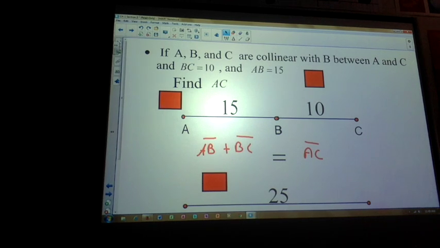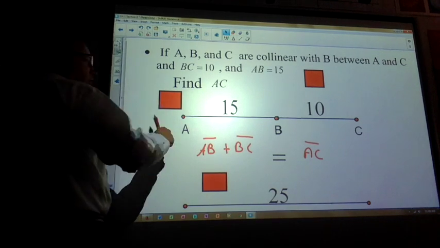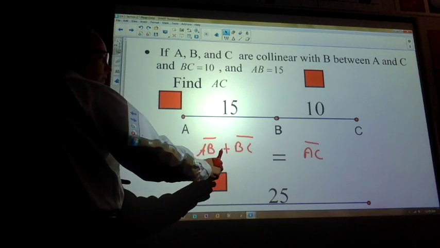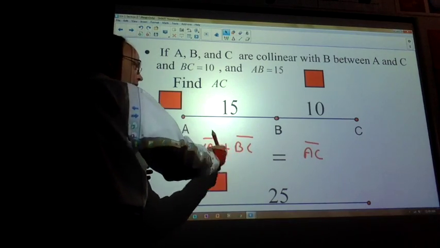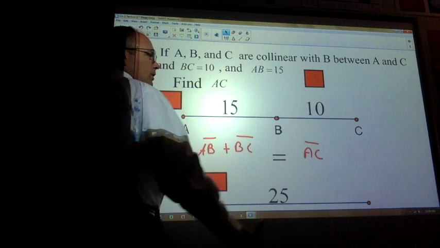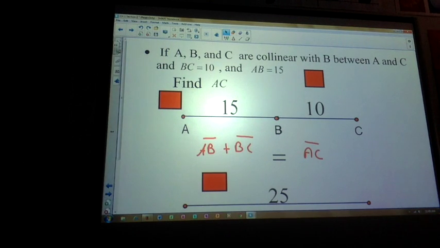Algebra would work too, as if you knew the whole distance of AC and you knew the distance of BC. If you wanted to subtract BC from the other side, that goes into the segment subtraction postulate, which works as well. The algebra will work easily and nicely.